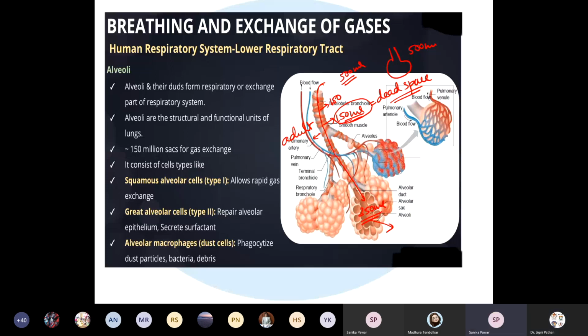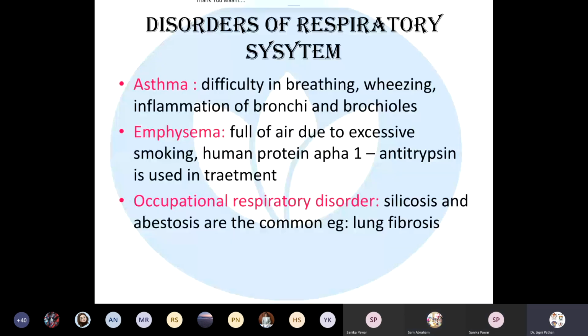The 150 ml of air which is in the dead space is not utilized. That is called dead space only. Only 350 will help in the exchange of gas. Ma'am, what is the total lung capacity? 6,000 ml, right? Total lung capacity.